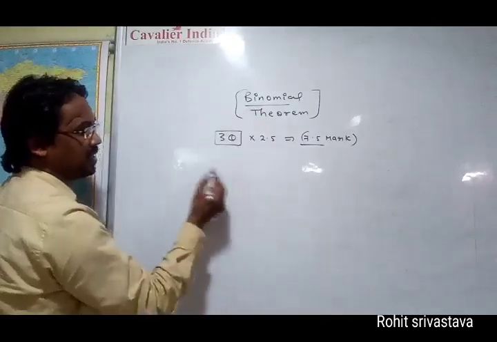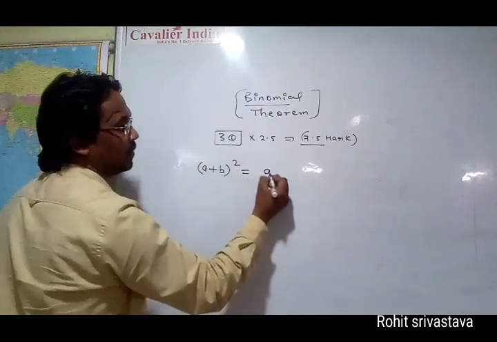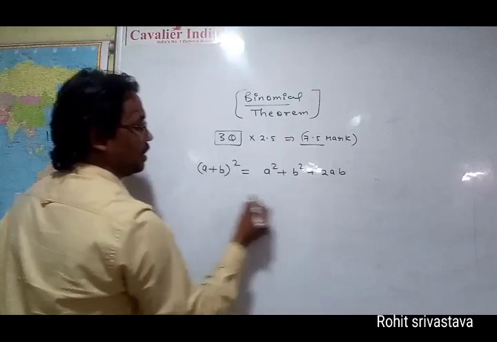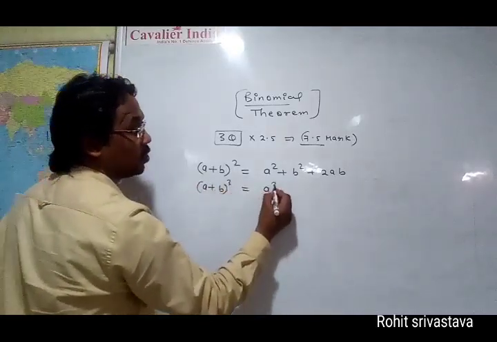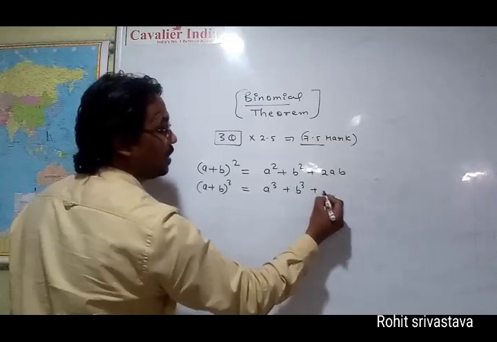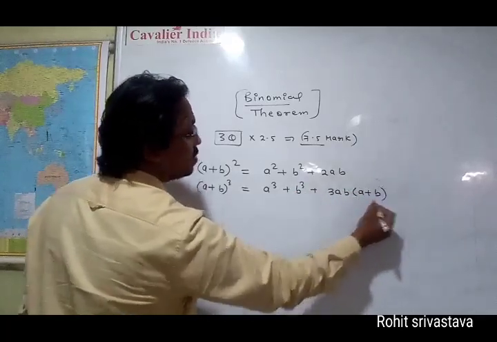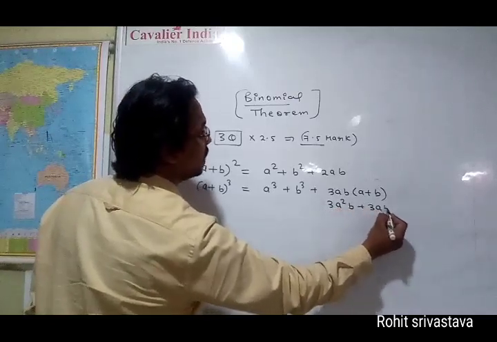This lesson is basically based on this concept. We have a plus b whole square. We can write it as a square plus b square plus 2ab. Next we know a plus b whole cube. We can write it as a cube plus b cube plus 3ab bracket a plus b. It means we can also write 3a square b plus 3ab square.